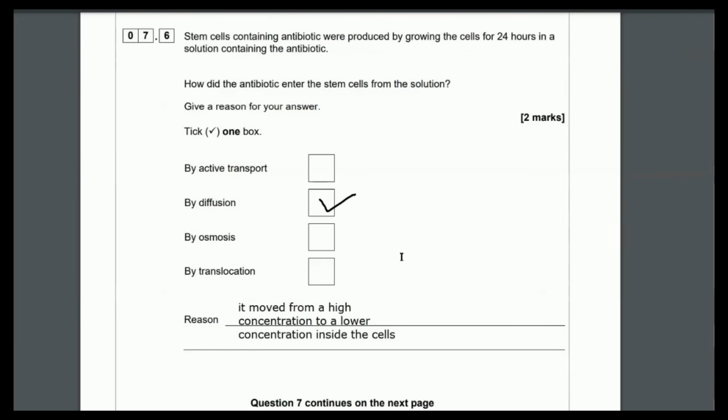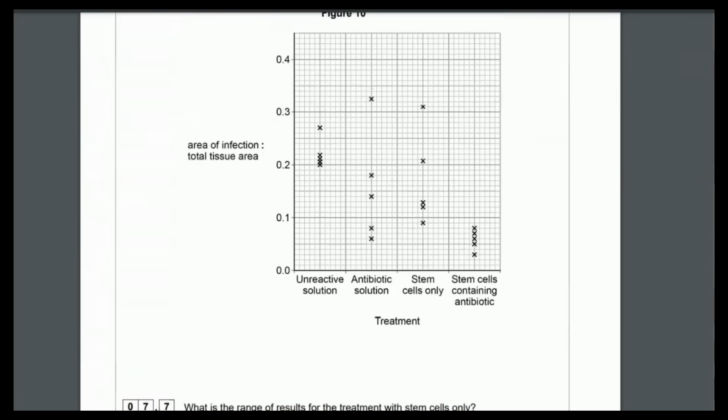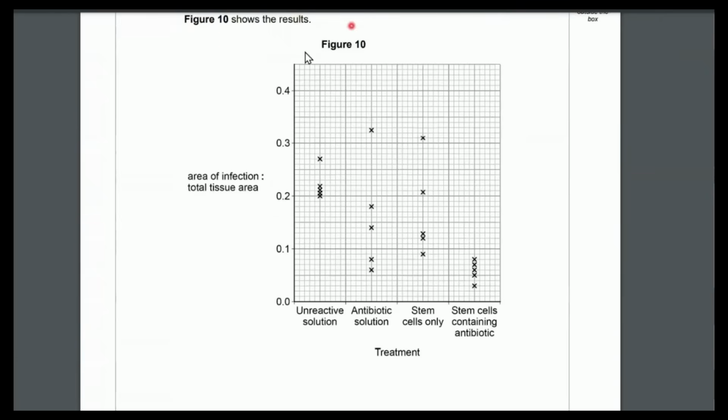Yeah, and that will get you 2 marks. So this question is an application, but it's really just asking you what is diffusion. It's their way of testing what diffusion is. So by diffusion, it moved from a high concentration outside the cells to a low one in the cells.